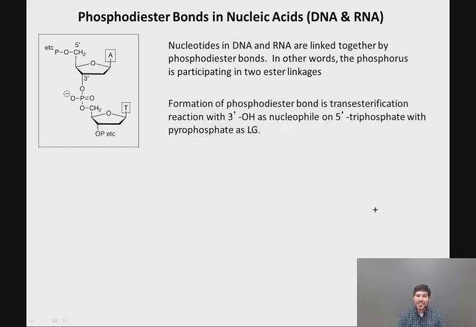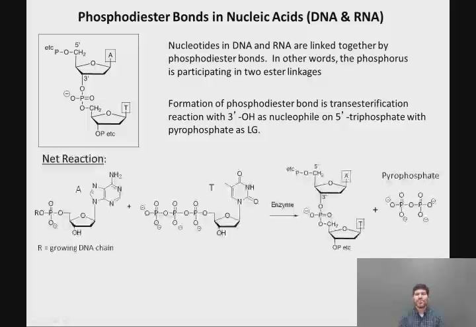So the formation of this phosphodiester bond turns out to be a transesterification reaction with the 3' hydroxyl group on the first nucleotide as the nucleophile acting on the 5' triphosphate, and pyrophosphate turns out to be the leaving group. Okay, so let's look at the reaction scheme here.